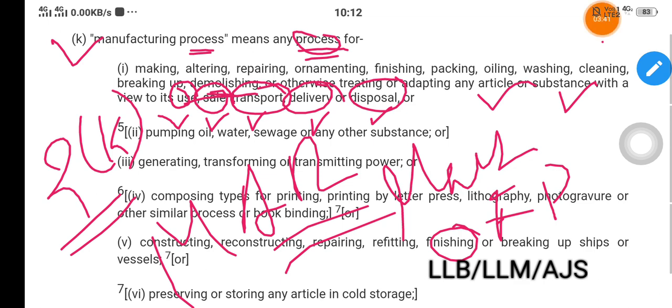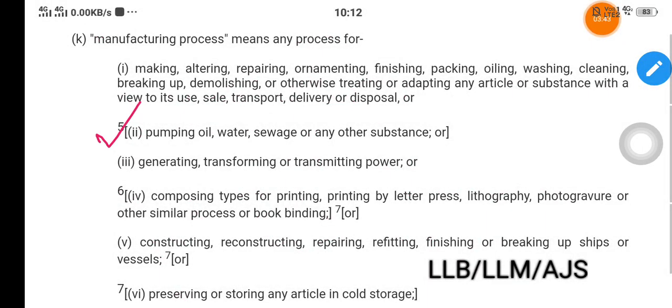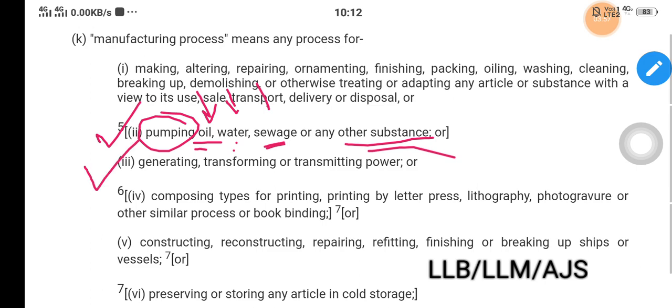Or 2. Pumping oil, water, sewage, or any other substance. Or 3. Generating, transforming, or transmitting power. Three words are used here: GTT, generating, transforming, transmitting power.